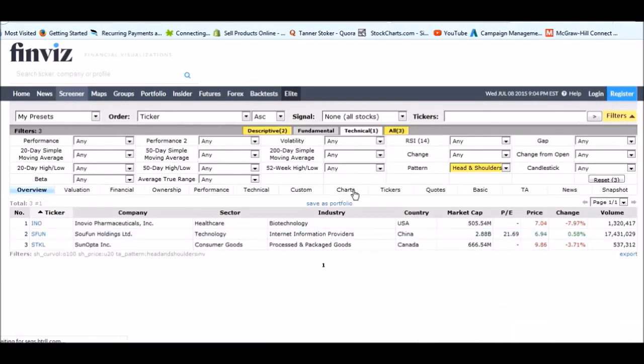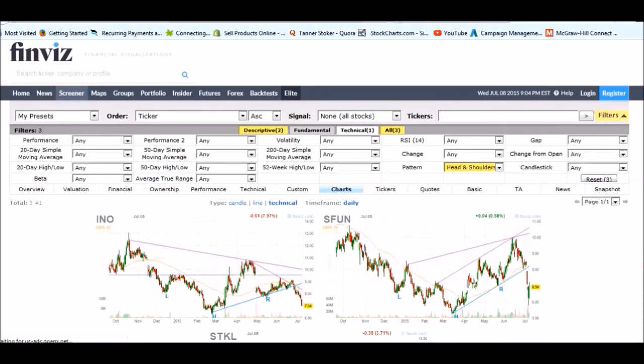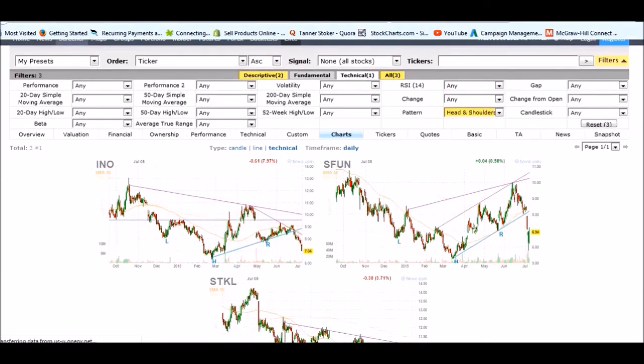Only 3 popped up. We'll hit charts. This is more of a difficult pattern for them to identify, so that's why Finviz isn't always 100% accurate. And as you can see here, this INO, kind of a sketchy head and shoulder if I'm being honest, okay, because it set the low, went up, set a high, came down, went up, touched that high, came down, and then broke higher. So realistically, they labeled it incorrectly.